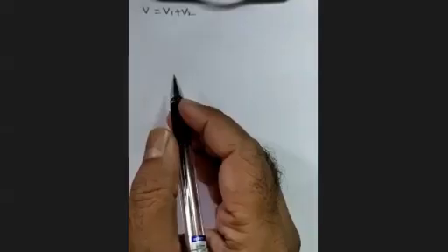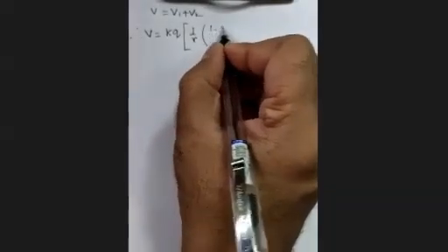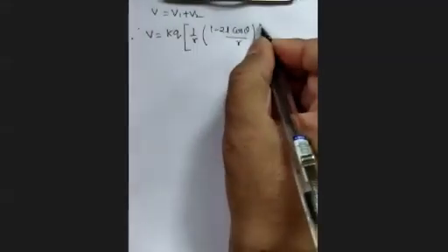So the total potential V will be equal to V1 plus V2. Therefore V will be equal to V1 and V2, in which K and Q come out common, and whatever remains will be 1 upon R into 1 minus 2L cos theta upon R the whole raised to half.